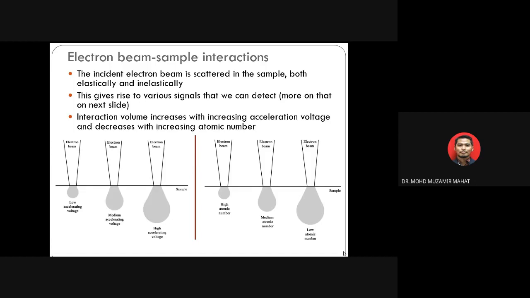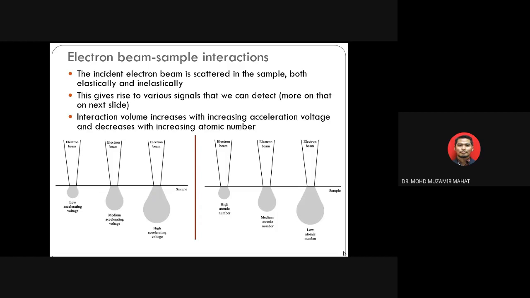Talking about the electron beam and sample interaction, the incident electron is scattered in the sample, both elastically and inelastically. Elastic means that it doesn't lose energy, and inelastic will lose energy when it interacts. So this gives rise to various signals that we can detect. More on that in the next slide.